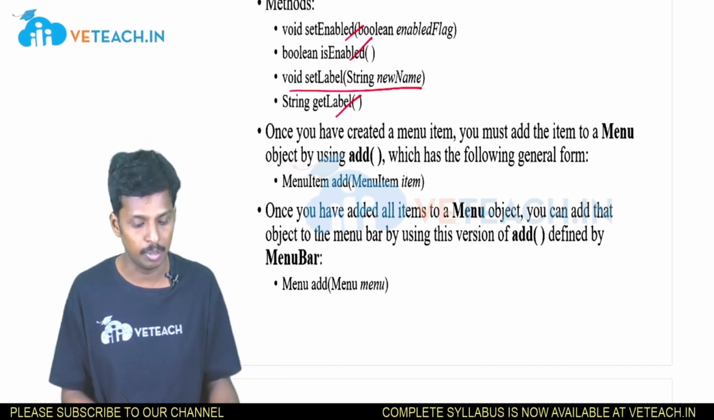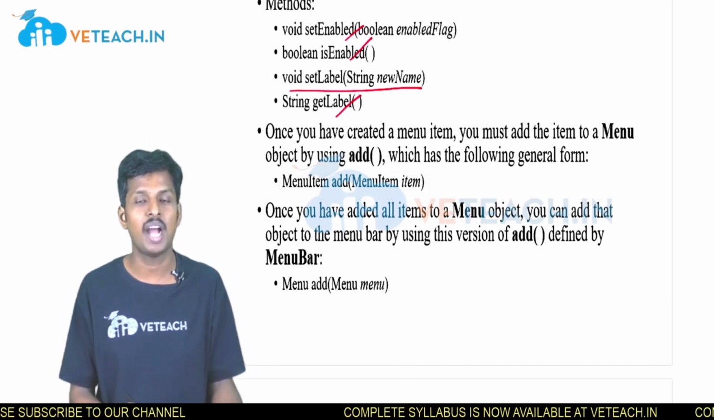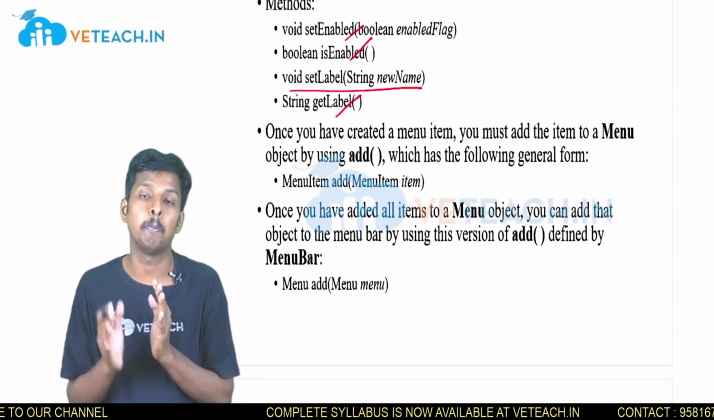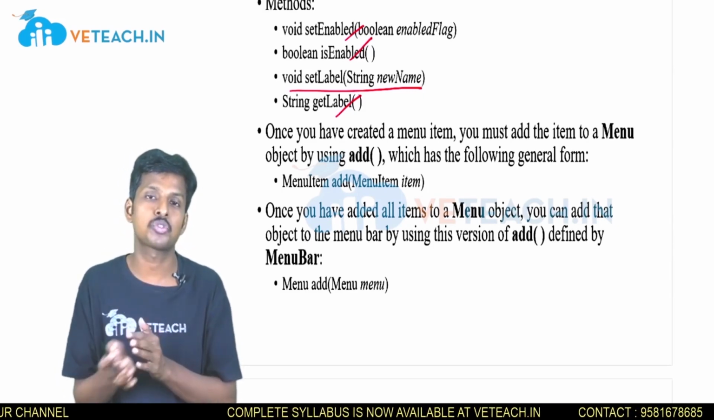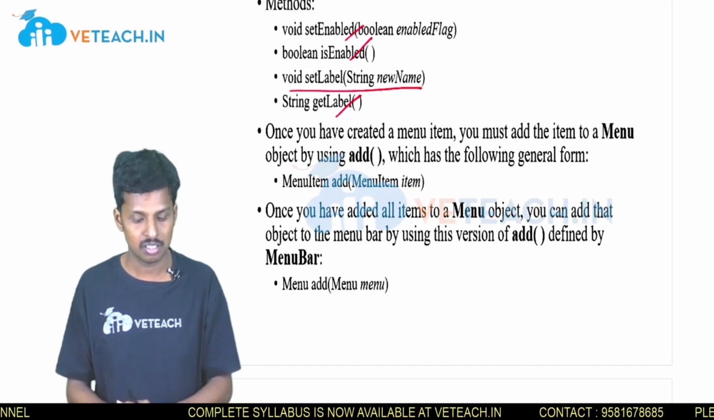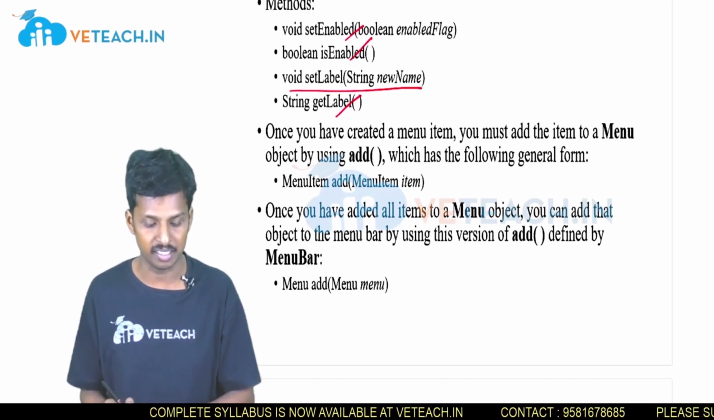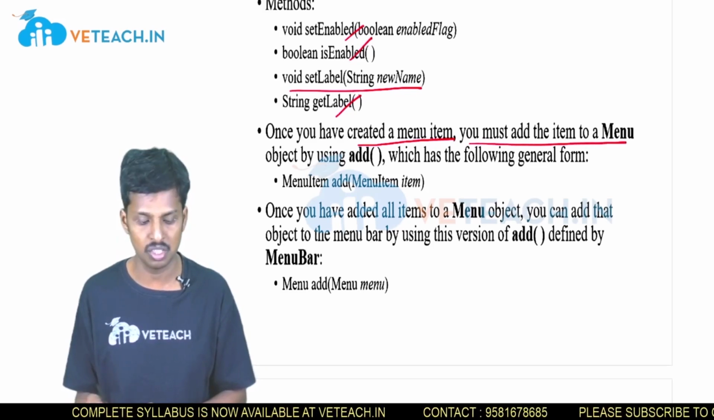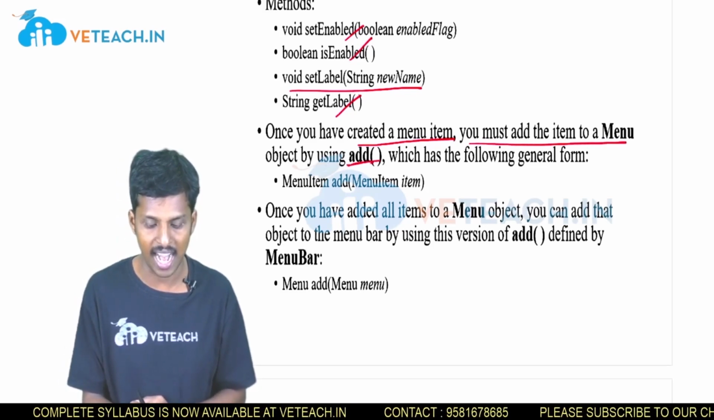If I want to know what is the label that is associated with them, I can use the method getLabel. Once you have created menu items and menus, what you need to do is add menu items to menus first and then menus to the menu bar next. So the different methods are add methods.